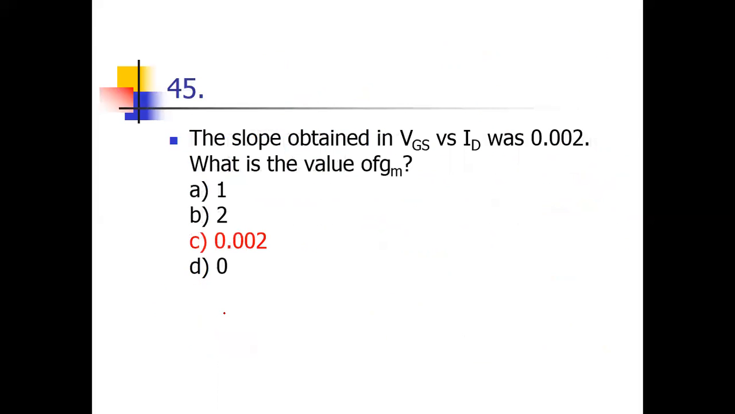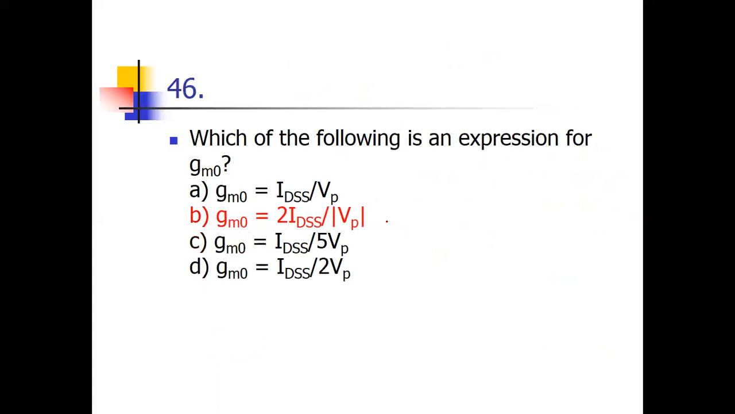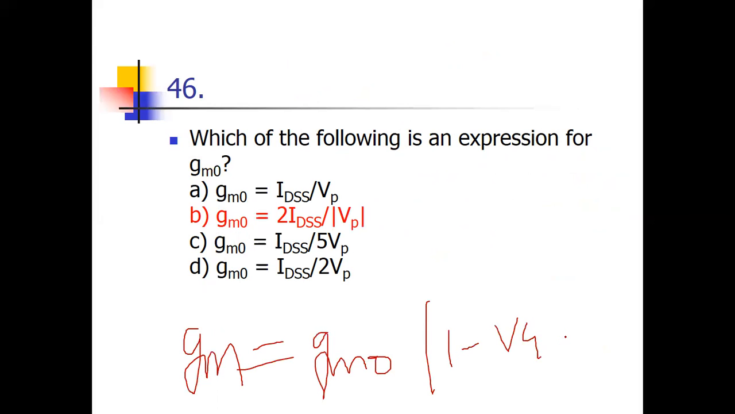Okay. Now the slope obtained in VGS versus ID was 0.002. What is GM? VGS versus ID itself says it's GM. The value of GM is 0.002. Which of the following is the expression of GM? Remember, the expression of GM equals GM naught times (1 minus VGS upon VP) whole square.